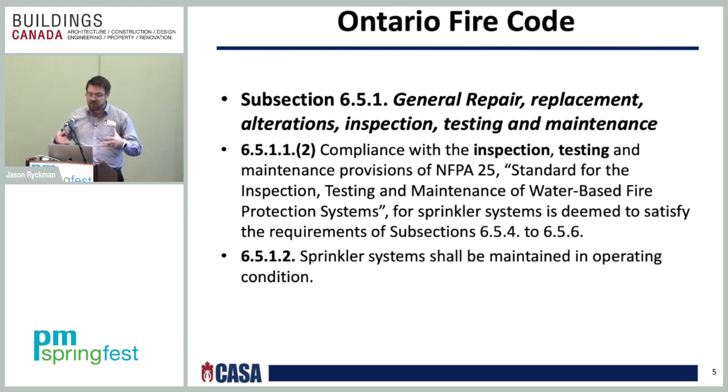So I'll just repeat myself again. NFPA 25 can only be used for sections 6.5.4 to 6.5.6, and for everything else you still have to use the fire code. So 6.5.1.2, sprinkler systems shall be maintained in operating condition. Okay?